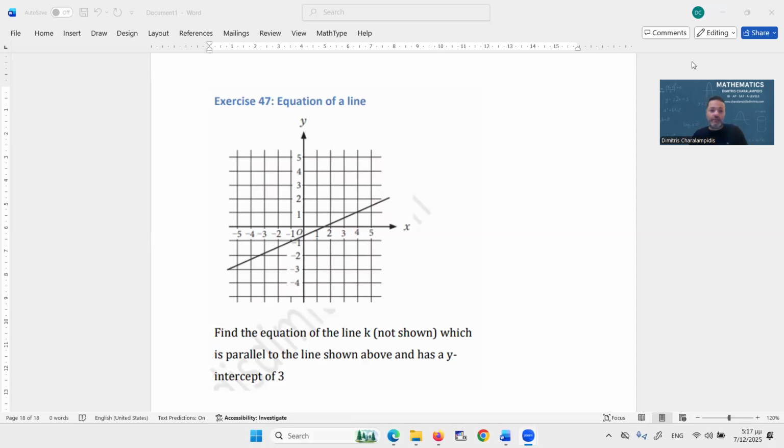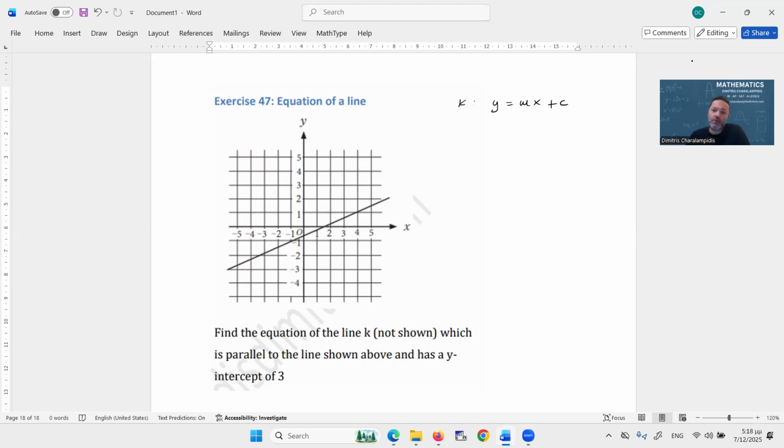Exercise 47. Find the equation of line K, which is not shown, which is parallel to the line shown and has a y-intercept of 3. We are looking for the equation of a line, which would always be in the form mx plus c. What do we know here?